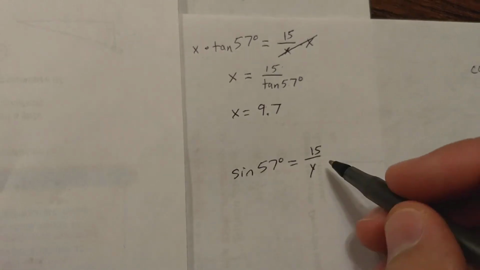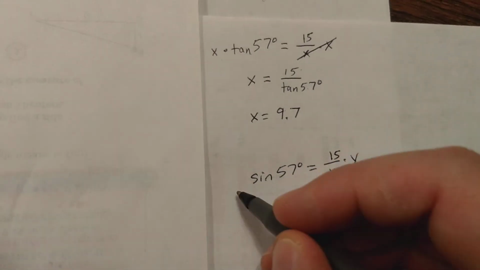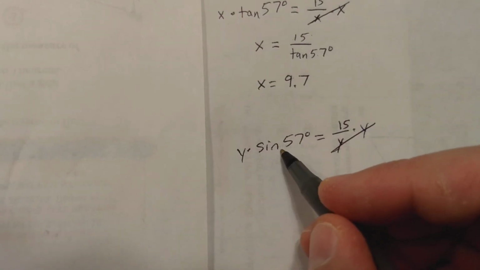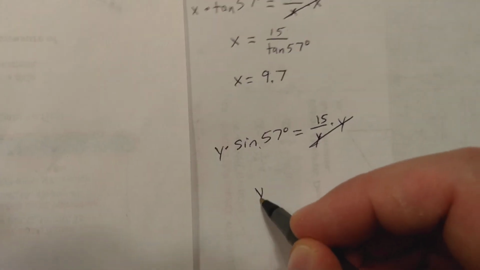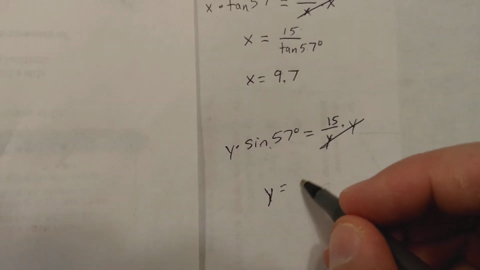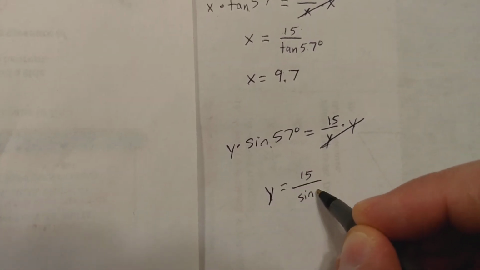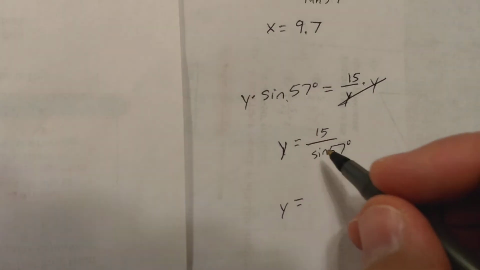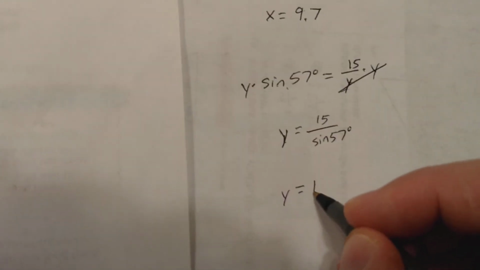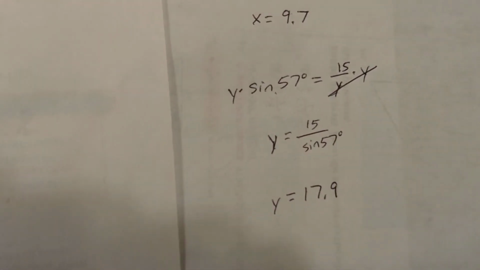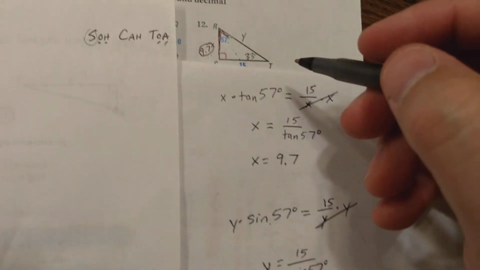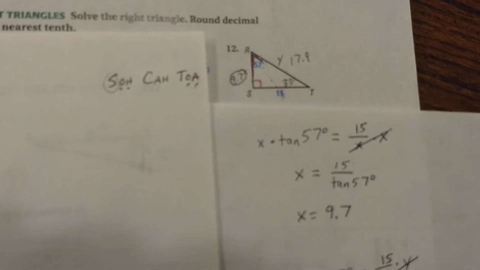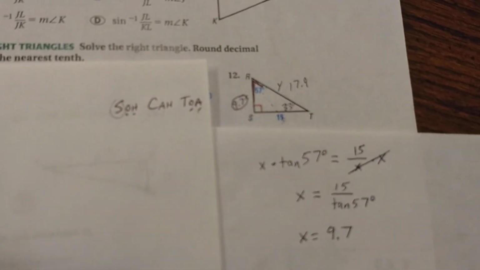Y is in the denominator here, so we're going to multiply it on both sides. That gets rid of it here. It's being multiplied by sine of 57 now, so we want to divide both sides by the sine of 57, so we get something that looks like this. And when I take 15 divided by the sine of 57, I got about 17.9. Okay, and so that is what our y value is, approximately 17.9. We have all three sides, we have all three angles, and so we have solved this triangle.